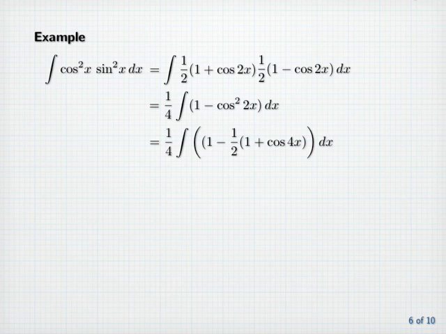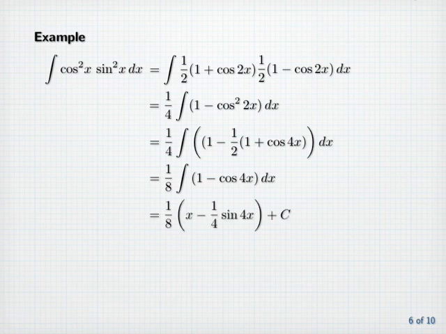Now let's simplify the integrand. Notice we have 1 minus 1/2 for a 1/2, and then minus 1/2 of cosine 4x, so we can factor out a half and write this whole thing as 1/8 times the integral of 1 minus cosine of 4x dx. Now the integration is easy. We get 1/8 of x minus sine of 4x divided by 4 plus c. Now let's factor a 1/4 and write this as 1 over 32 times 4x minus sine of 4x plus c.